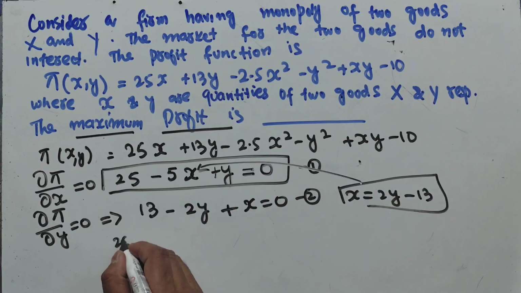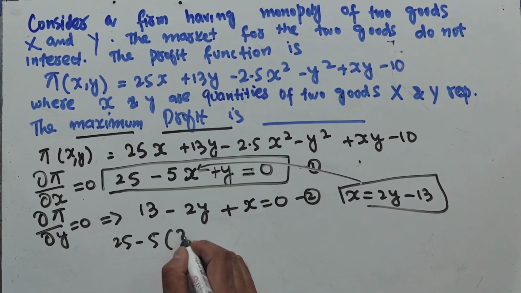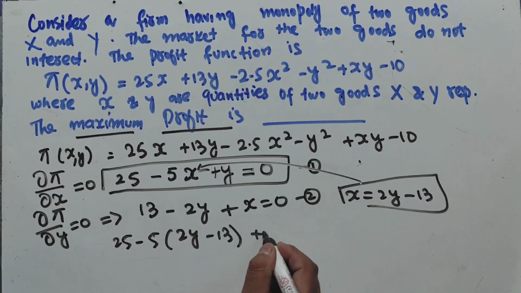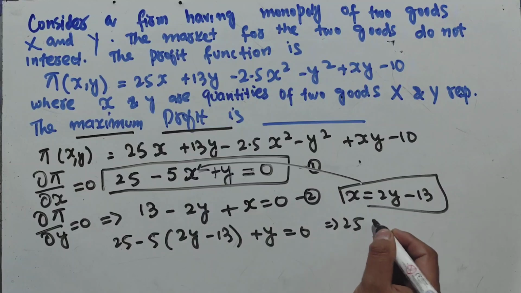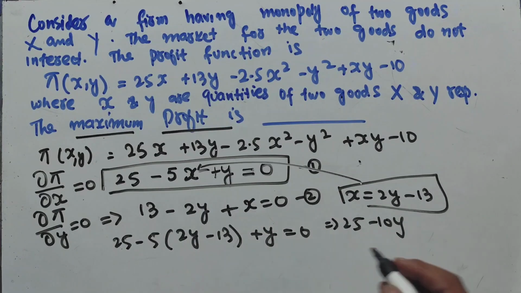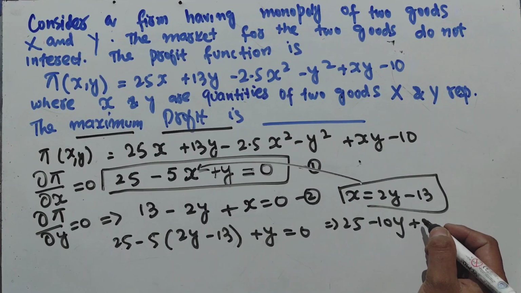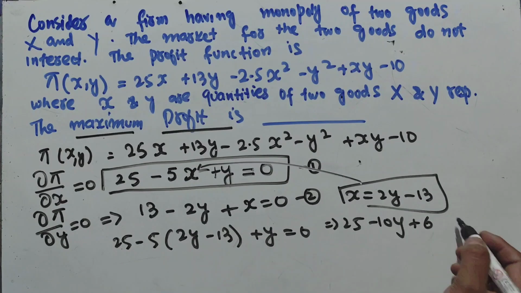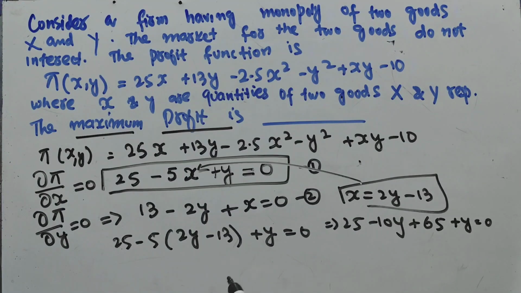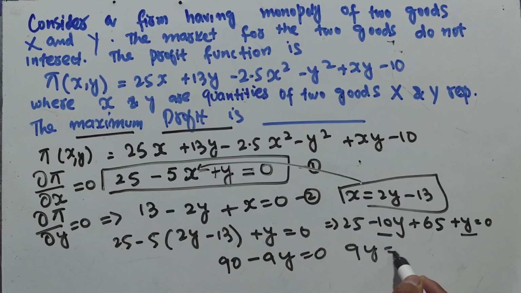Okay, so we will get 25 minus 5 times (2y minus 13) plus y is equal to 0, or we will get 25 minus 10y, minus into minus is plus, 13 into 5 is 65, or 5 3s are 15, 5 1s are 5, that is 65, plus y, and it should be equal to 0. Or we have 65 plus 25, which is 90, y minus 10y plus y is negative 9y, it should be equal to 0, or 9y is equal to 90.